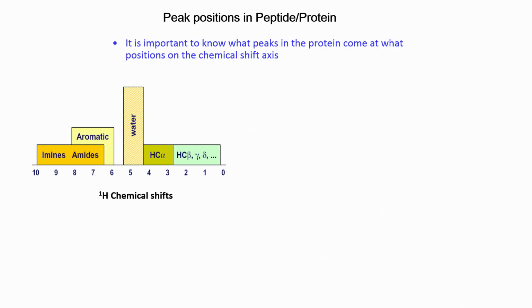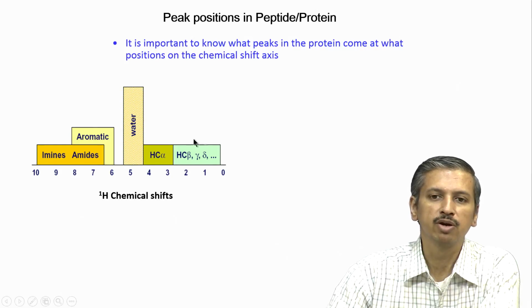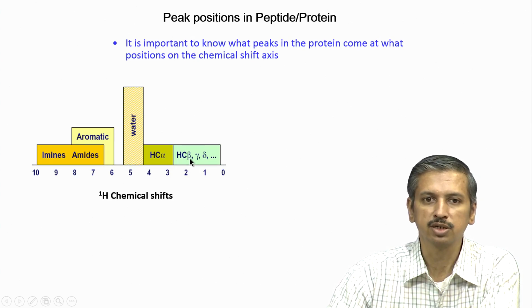The next thing we should know for assigning a protein is where the chemical shifts generally come. One should have this idea very well in mind. For example, we are looking at a 1D proton spectrum. In a 1D proton spectrum, typically the aliphatic groups will come somewhere here from 0 to 2 or 3 ppm. These are all the beta protons and methyl protons of the amino acids, and the gamma protons of the amino acids. Methyl groups will all come somewhere between 0 and 1 ppm, and they are very easily recognizable because they are very strong.